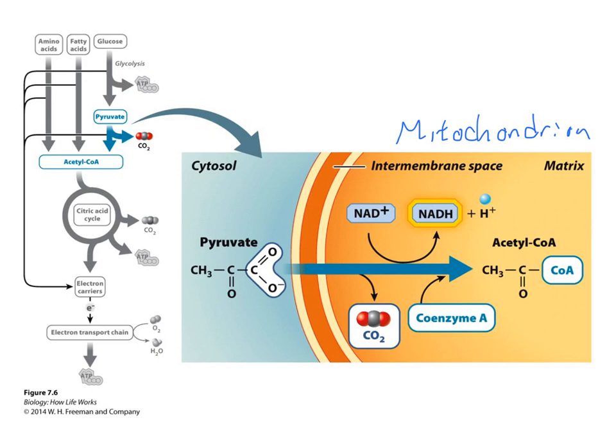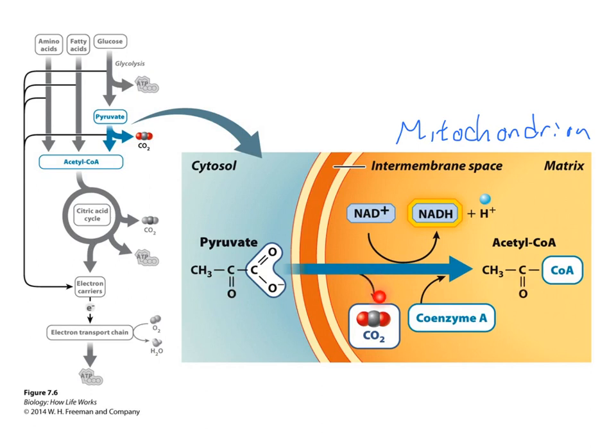So what's going to happen is we're going to transport the pyruvate from the cytosol into the matrix. Alright, so we're going to cross the outer membrane of the mitochondrion and the inner membrane. We're going to cross those two membranes and come into the matrix. So after it's transported, we're going to convert pyruvate to acetyl-CoA.